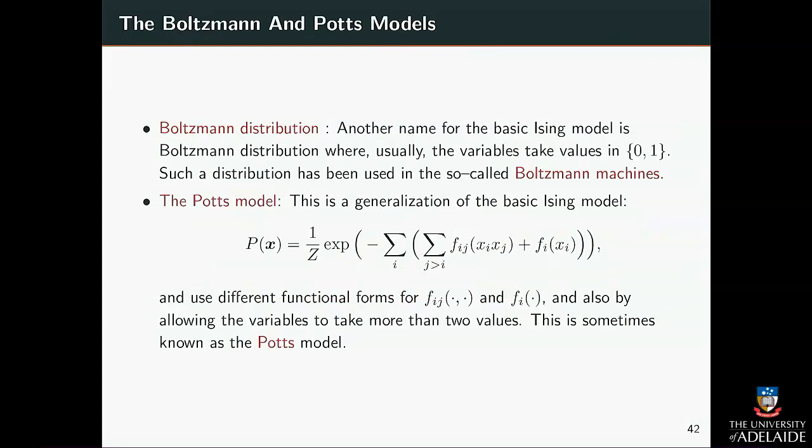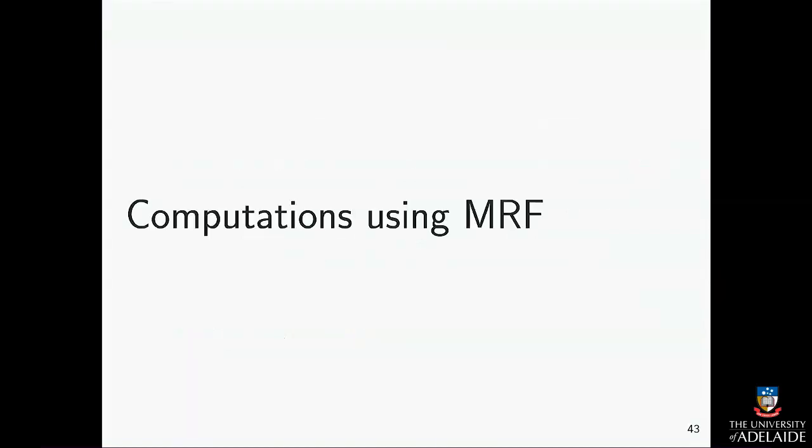And generalizations of these are the so-called Boltzmann machines, or the Potts model, where instead of having a linear term here, you have some arbitrary kernel, a function that you know, that has a structure that you know ahead of time.